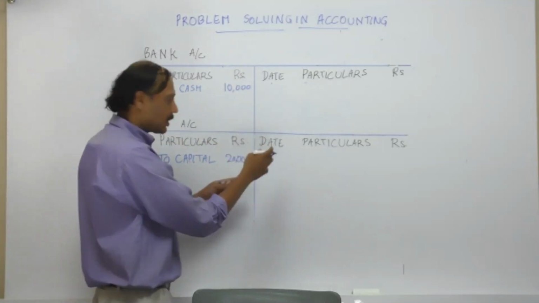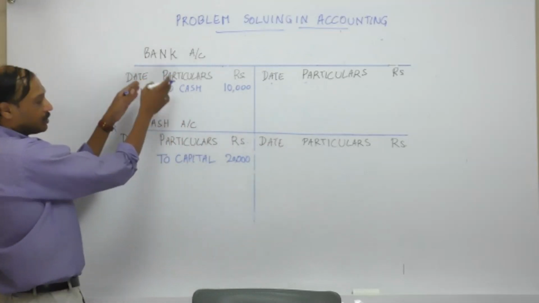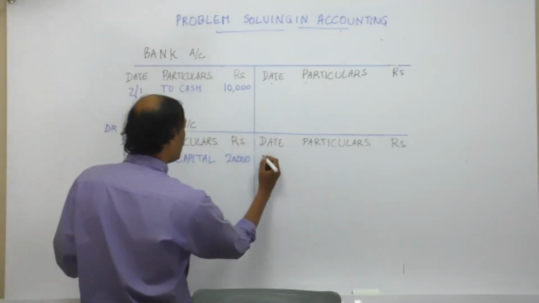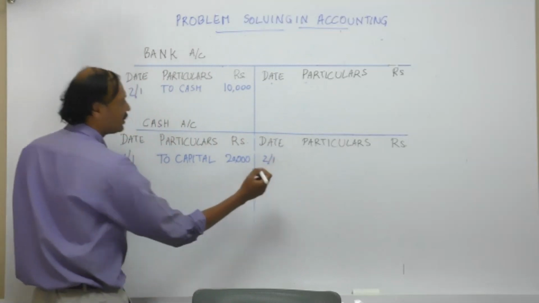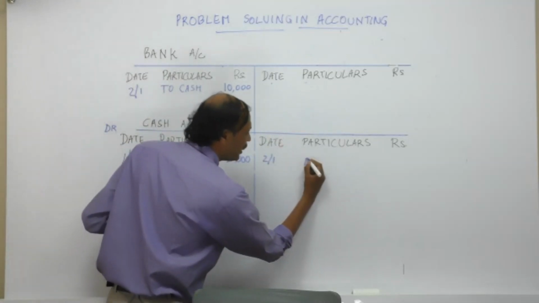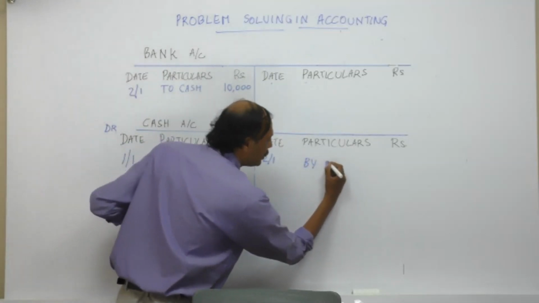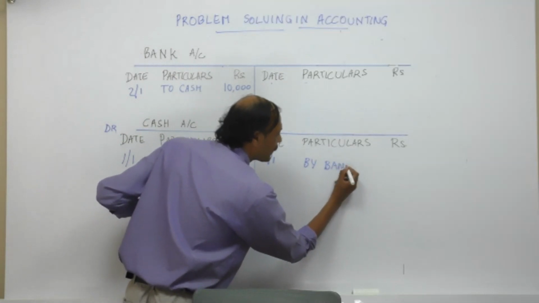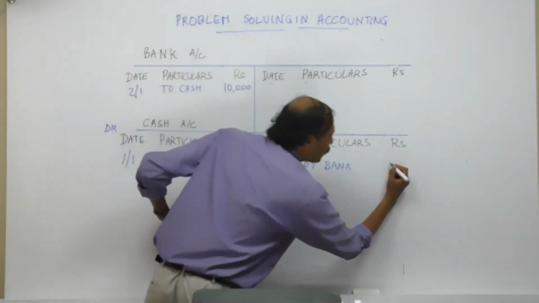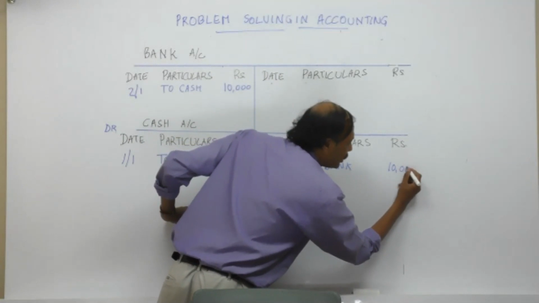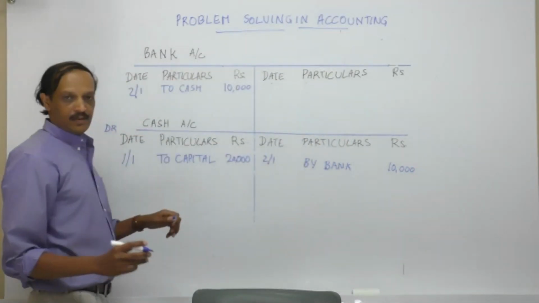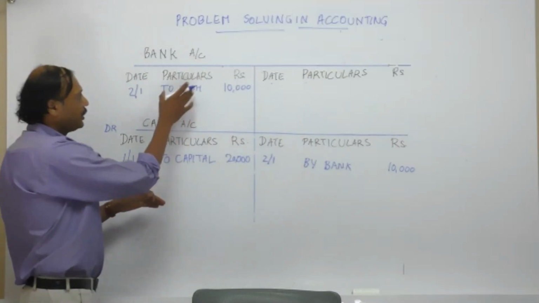Come to the cash account. Here you debited the bank account. Here you need to credit the cash account with bank. If you're crediting, it should be "By bank". The amount would be the same, which is 10,000. So this is how we post this transaction into the ledger.